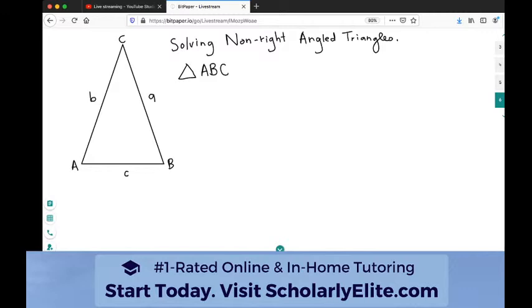Now, what's really, really important is that basically we are able to split this into two right angle triangles. And that's why this sine law works. We're not going to get into all of that because I want you guys to have a good understanding of how to apply the sine law first. But keep that in mind because it does make things a little bit easier.